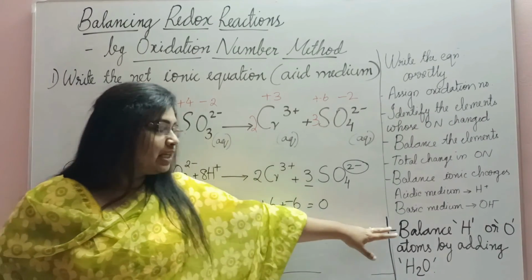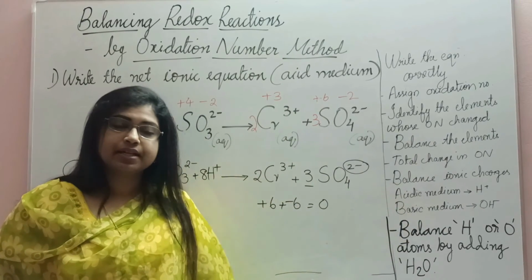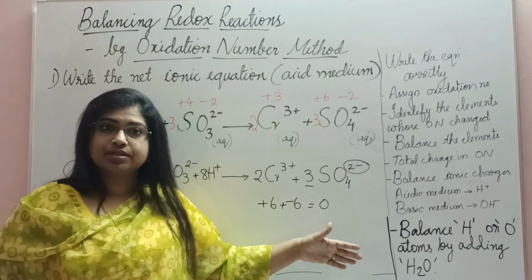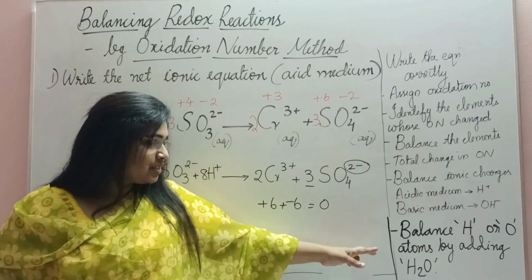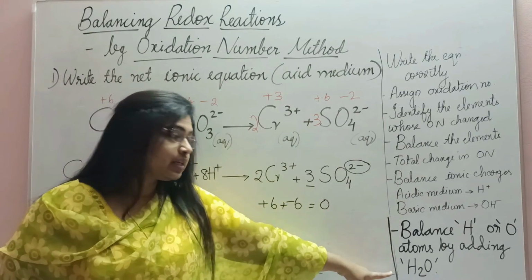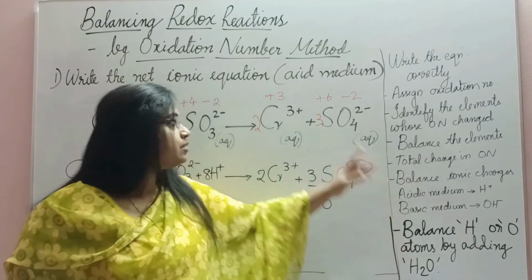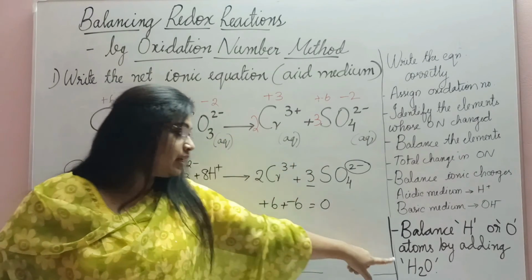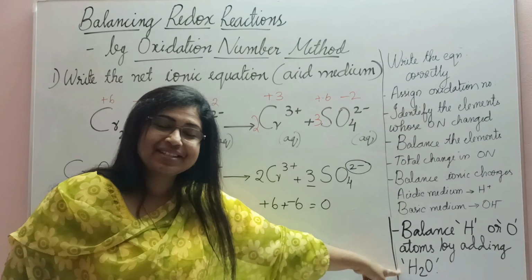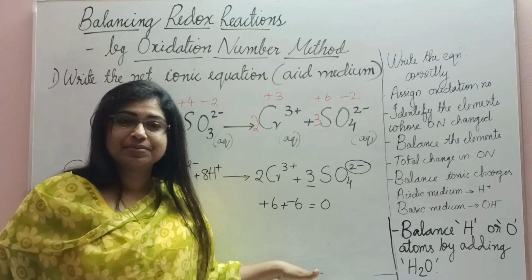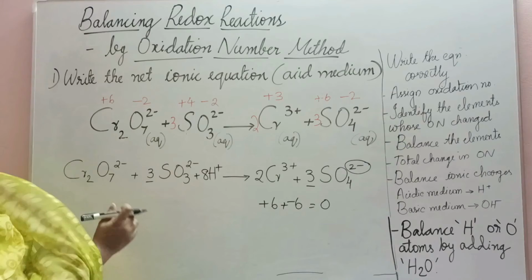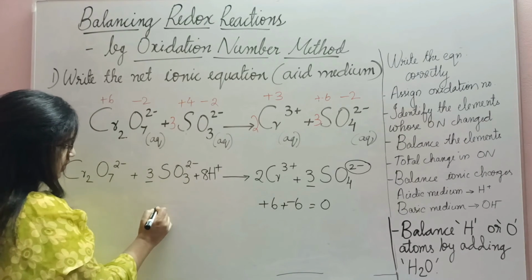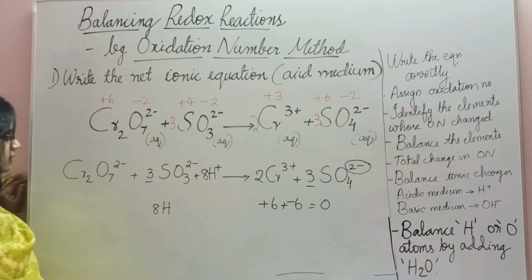Now our last step is to balance the hydrogen or oxygen atoms. The hydrogen and oxygen atoms are always balanced at the end of the process. In order to balance hydrogen or oxygen atoms, we need to add H2O molecules because this is taking place in the aqueous solution. So now our question is, where will we add the H2O molecules? For that, we need to count the hydrogen atoms. On the reactant side, there are 8 H plus ions. So there are 8 hydrogen ions.